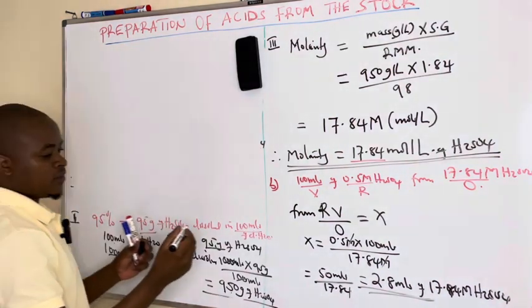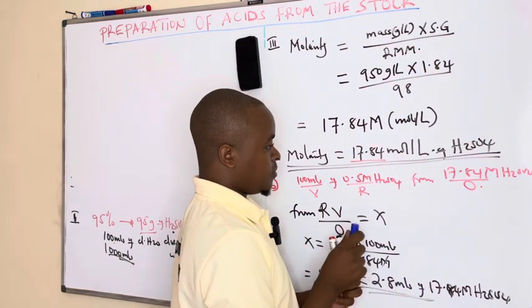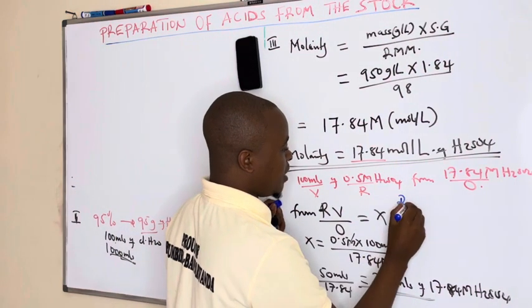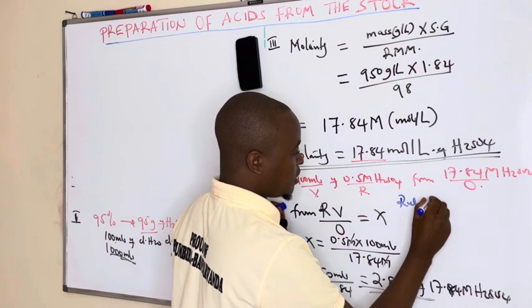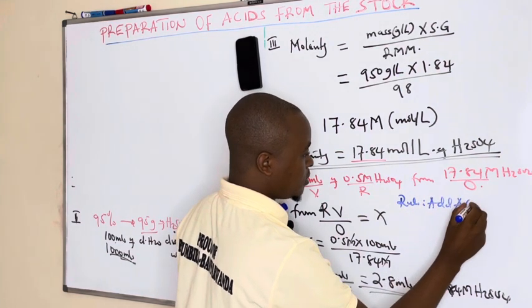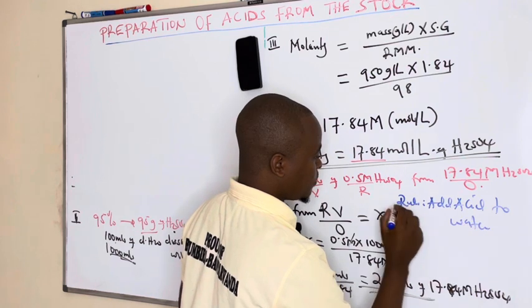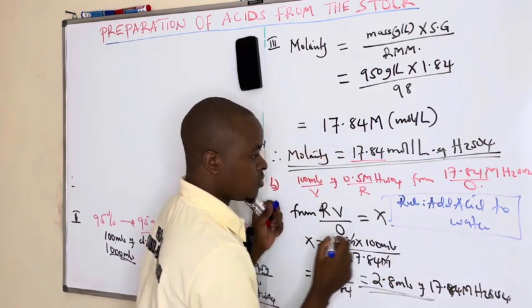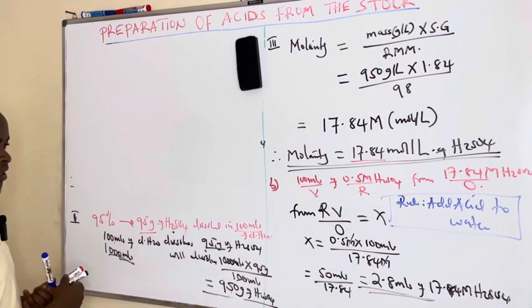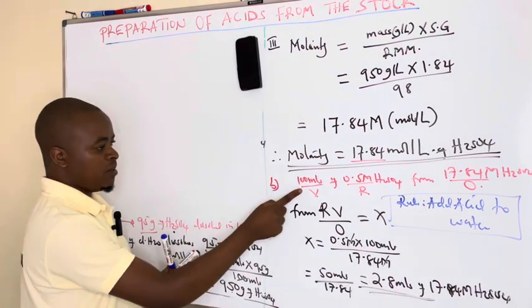The rule says, this is the rule, and never break it. Always add acid to water, but not water to acid. Add acid to water. So this one is going to force us, since we need to prepare 100 mils.